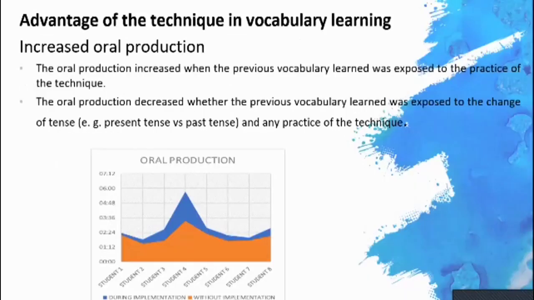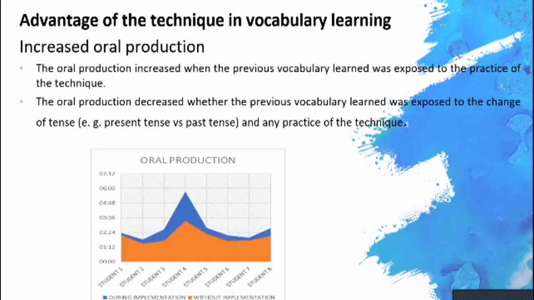Then the fourth category is the advantage of the technique in vocabulary learning. In this category, what we show as a result is the increase of oral production, because as they recalled vocabulary, it was easier for them to produce. They were more fluent because they were having good oral production. However, the idea of memorizing words was only in vocabulary improvement, but not in grammar.